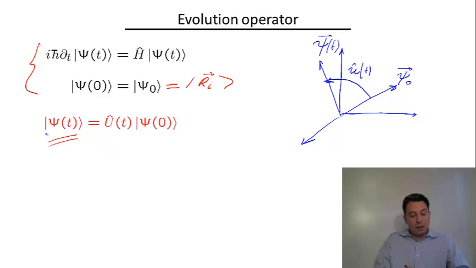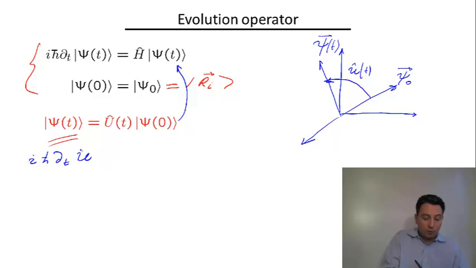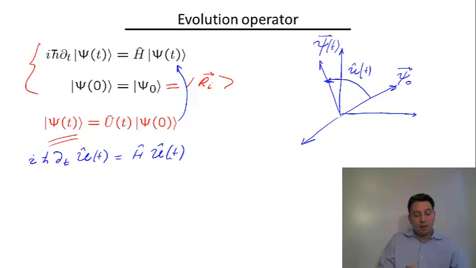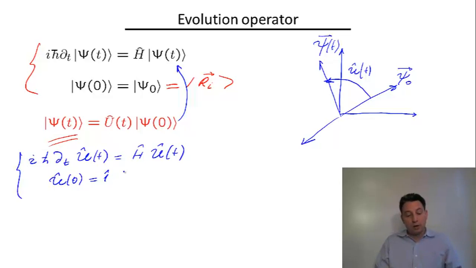Now, it turns out that instead of writing the Schrödinger equation for the wave function, we can just as well write the same Schrödinger equation for the evolution operator. The only thing we have to do is plug this relation into the Schrödinger equation. We're going to see that we have essentially the identical equation for the evolution operator, i h bar d u by dt equals h u of t. And the initial condition for this equation is u of 0 is equal to 1, where 1 is just the identity operator.